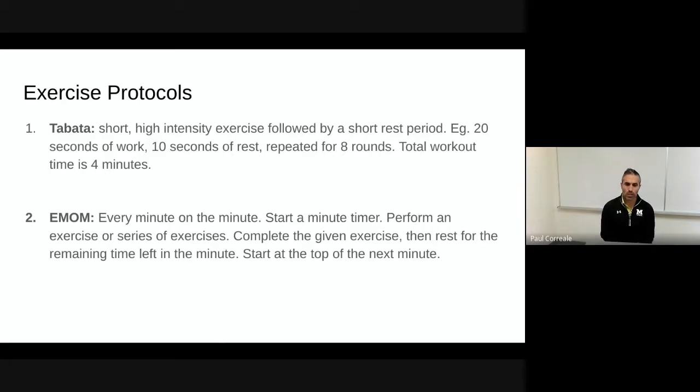So the first one we see there is Tabata, and this became very popular, I believe, in the early 90s. Dr. Tabata came up with this idea of a short, high-intensity exercise followed by a short rest period. The classical Tabata timing is 20 seconds on, hard work, followed by 10 seconds of rest, and you repeat this for 8 rounds. As it reads there, if you do the math, that's a 4-minute workout. Some of you may scoff at that and say, well, 4 minutes, what can you get done in 4 minutes? That's not even a workout.